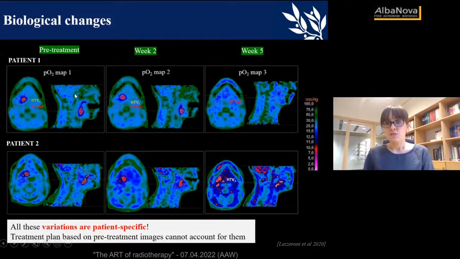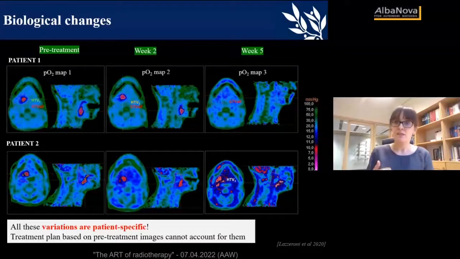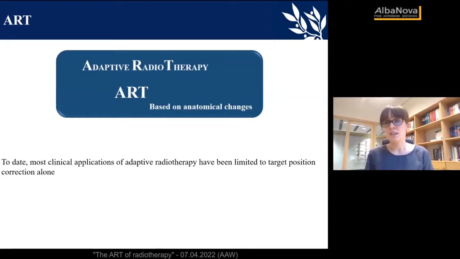And of course, all these variations, both anatomical and biological, are patient-specific. And clearly, a treatment plan that is made on pre-treatment images cannot take into account this variation. So it is clear that it is needed to adapt the treatment during radiation therapy. And now comes the acronym that I mentioned at the beginning, in the title of the presentation. Adaptive radiation therapy is imperative in some cases. And indeed, clinical applications of adaptive radiotherapy have so far been limited only to replanning the dose distribution and making a new plan based on changes in the target morphology and target position. So there have been corrections that are currently made in the clinic, but these corrections so far are only accounting for the anatomical changes.